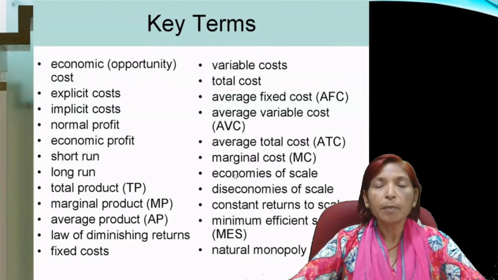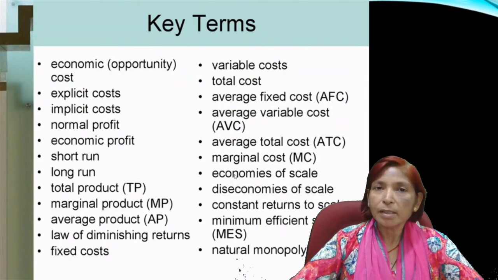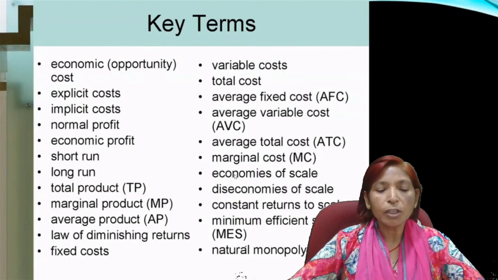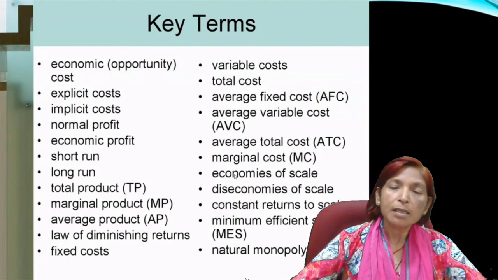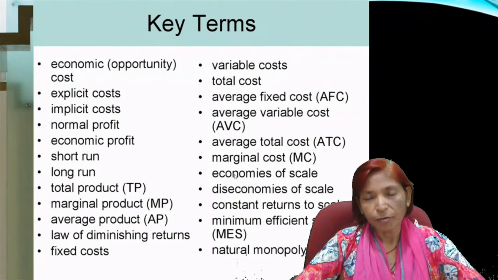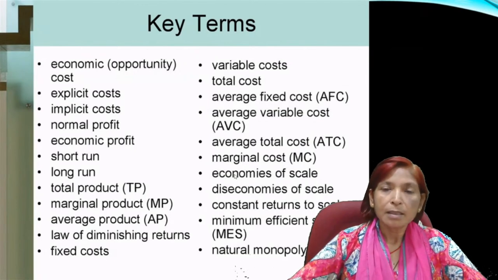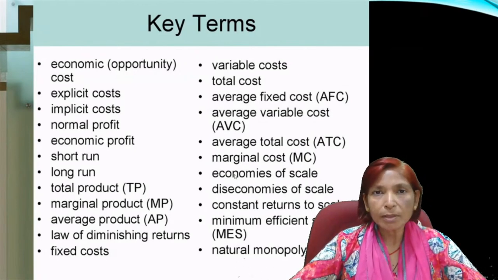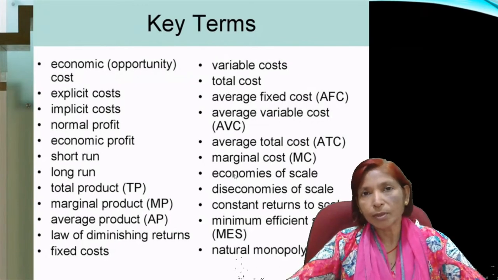Due to this, the law of diminishing returns will be applicable. And constant returns to scale means if we use the same amount of input and we get the same amount of output, that is called constant returns to scale. For example, if we use 10% of input and get the same 10% of output, that is constant returns to scale.